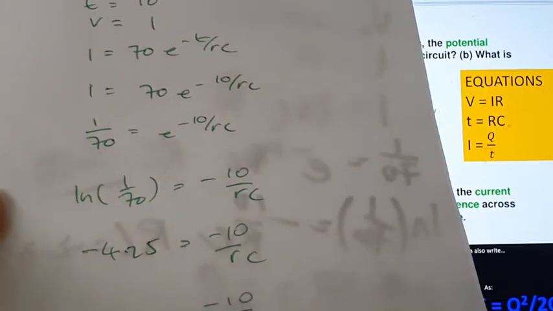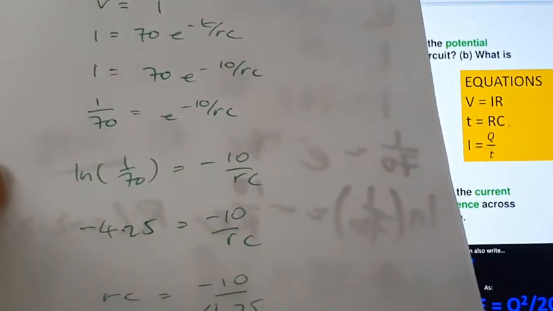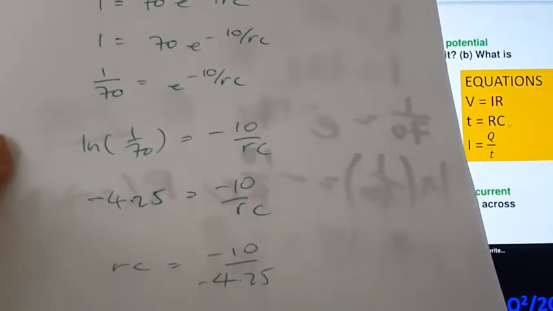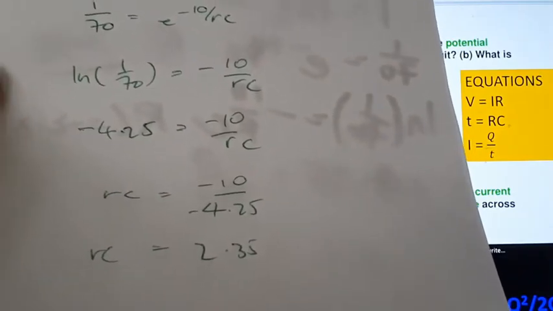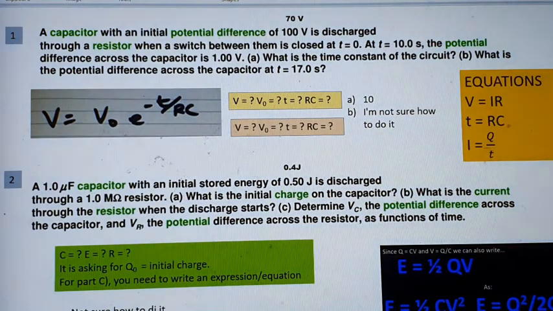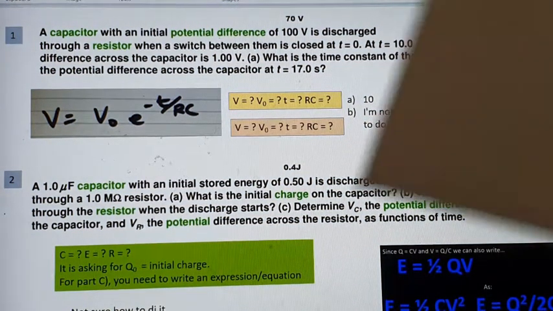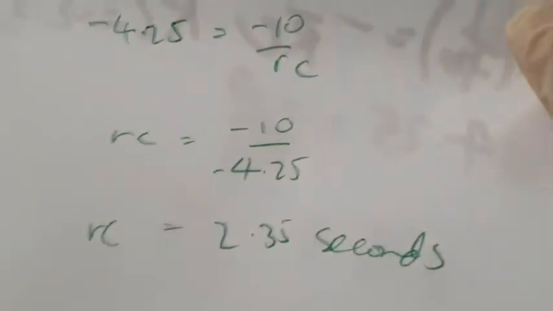for RC. The time constant is equal to RC, and then you should get 2.35 seconds. The unit is seconds. So RC is equal to 2.35 seconds.